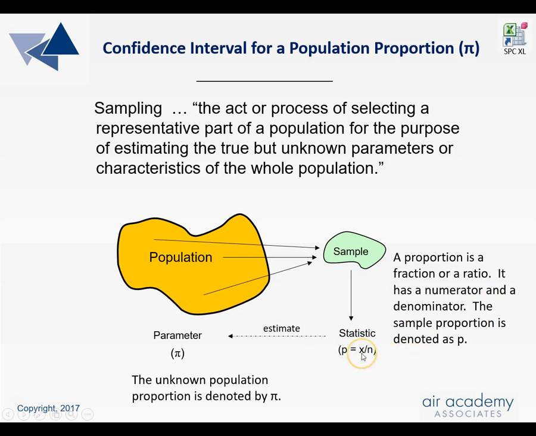This ratio or proportion is the statistic that is used to estimate a population proportion, which is given again, as the construct is consistent, by a Greek letter, in this case pi. The Greek letter pi is the unknown population proportion which we want to estimate via confidence interval.